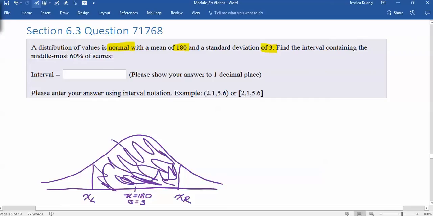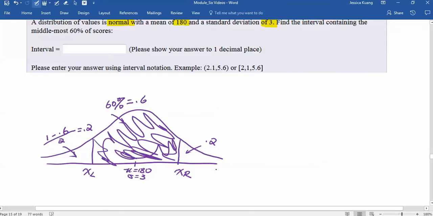this middle section is 60% or 0.6, which also means that all the way to the far left hand side, the area should be 1 minus 0.6 divided by 2. So in this case, it's 0.2. And all the way to the far right hand side, this area should be another 0.2. So this is how we translate the question.